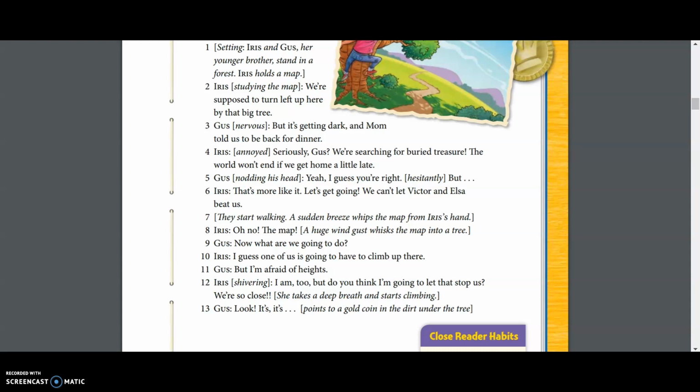I want to just check for some understanding real quick and see if you all really understood the story that we just read. What do Gus and Iris hope the map will lead them to?